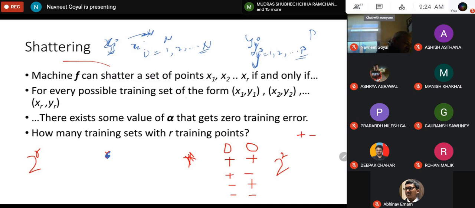Since this is in the supervised setting, I have a training set of this form. So I take x1. How many labels can I give it? Suppose there is a person who is labeling these points. I give him x1. In how many ways can this person label this point?